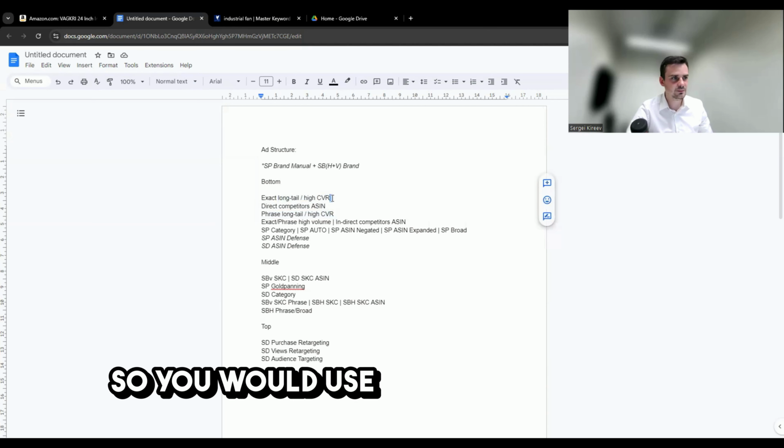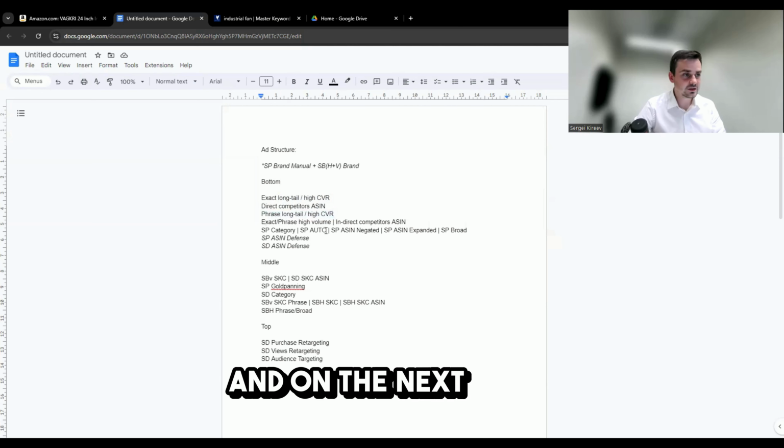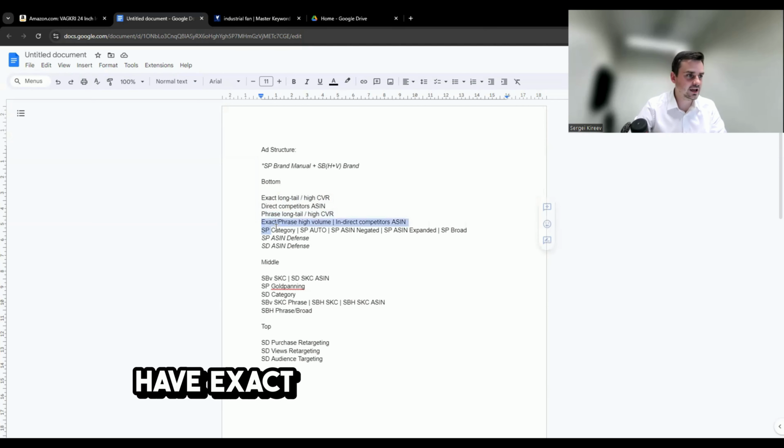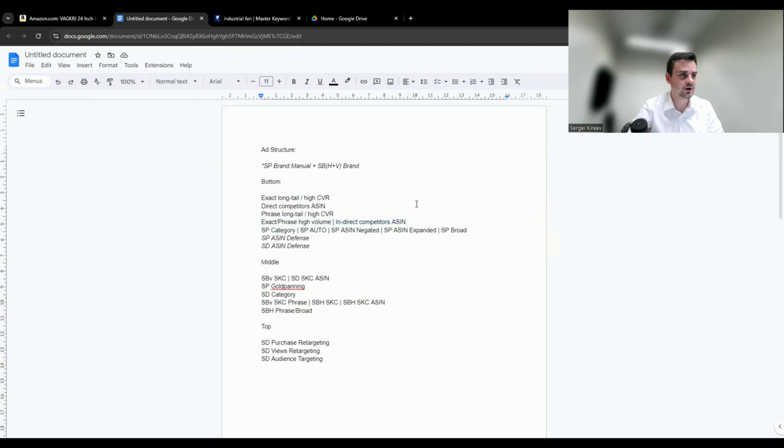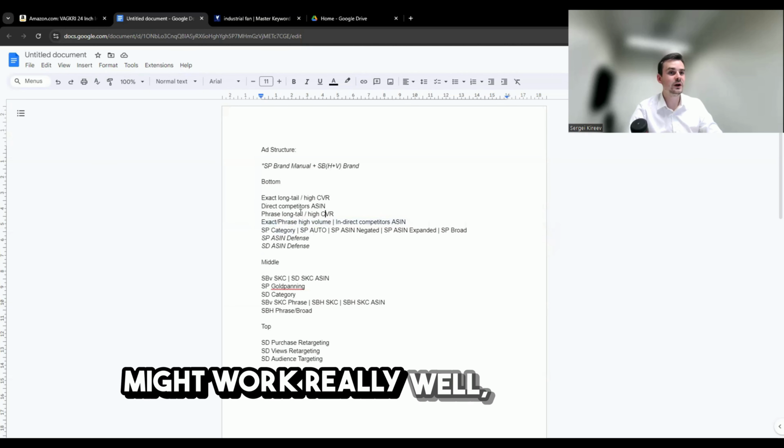So you would use the same keywords from this list, but in phrase match. And on the next step, I have exact phrase high volume or indirect competitor ASINs, right? Exact phrase keywords for high volume might work really well too, right?